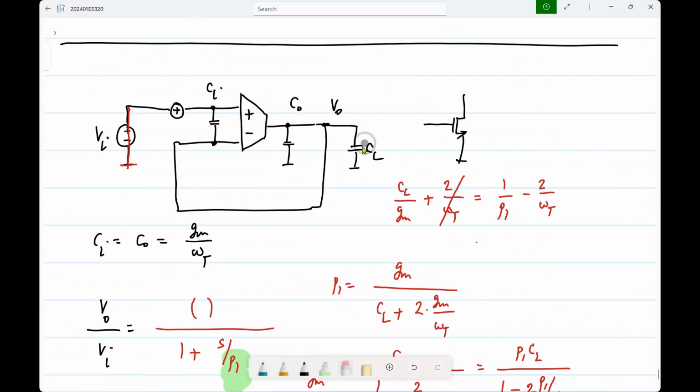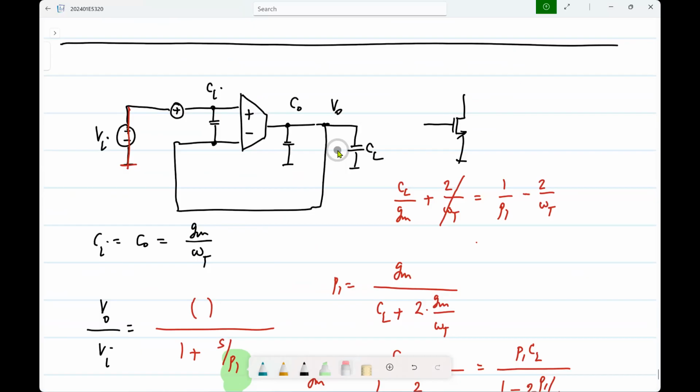Even if you had CL equal to 0, what will be the pole frequency? GM by (CI plus C naught), that is, basically omega t by 2 in this particular example. So even if you don't have any load, you will have omega t by 2 as your limiting bandwidth. This omega t is a particular quantity of the process. It doesn't mean that you will make amplifiers up to that frequency, but it's more like an indicator. If you have two processes, one with omega t of 100 gigahertz and the other with 200 gigahertz, you are obviously likely to be able to make higher bandwidth amplifiers using the 200 gigahertz process.